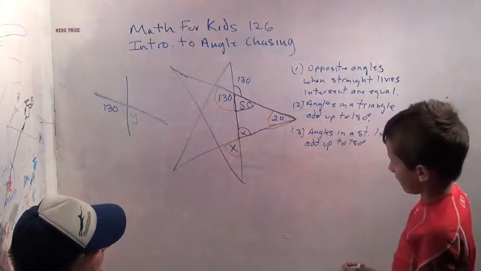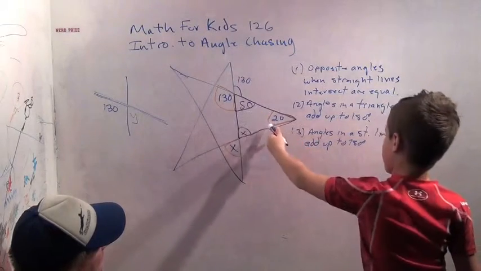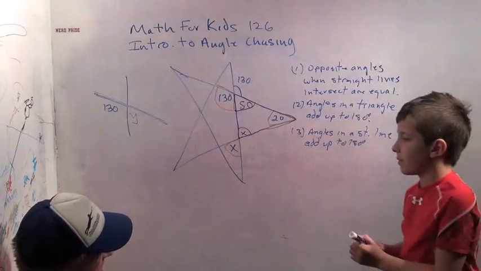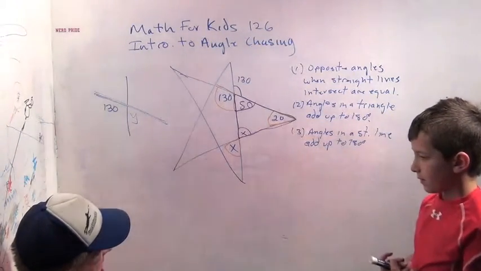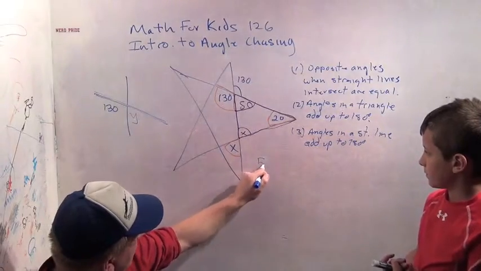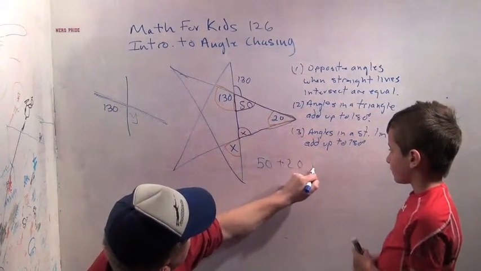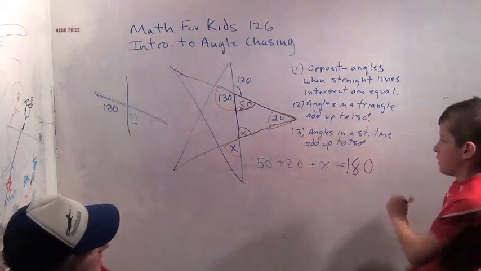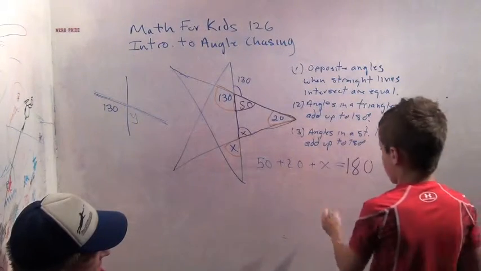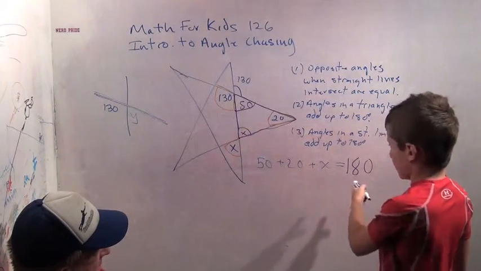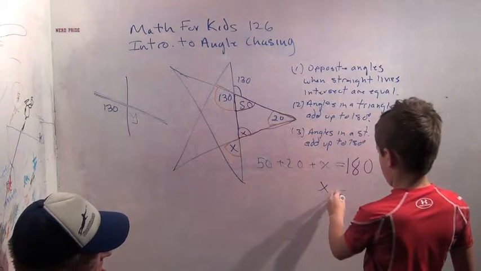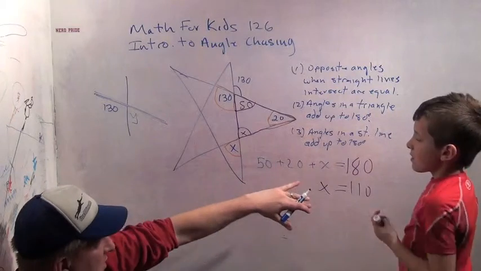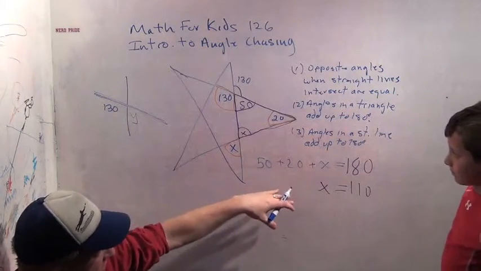Okay, what can we do now? We can figure out what x is because 50 plus 20 is 70, and x has to be 110. Okay, so our equation is going to be 50 plus 20 plus x equals what? Equals 180. Okay, and then what does that mean? That means that x is 110. There are lots of different ways you could figure that out. You could say 70 plus x equals 180, and then subtract 70 from both sides, so x equals 110.